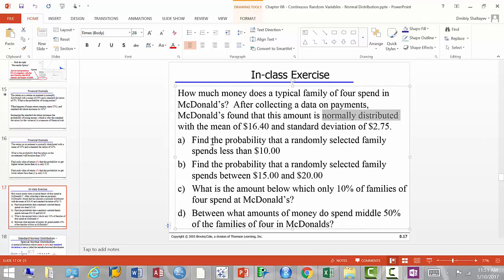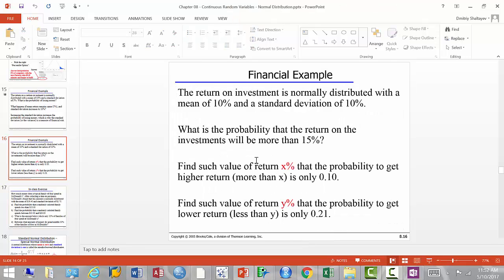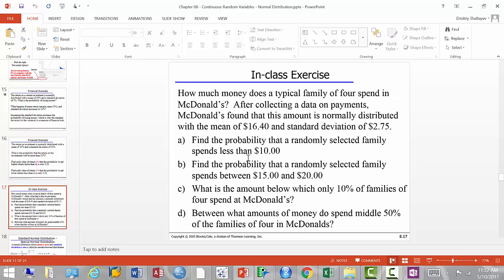Okay, so find the probability that a randomly selected family spends less than $10. Okay, probability that they spend between 15 and 20 bucks. Then below what amount? Only 10% of the families spend at McDonald's, and also where is your 50% of spenders, most typical population, right? So let's start with these two questions first. Less than $10 and between 15 and 20.